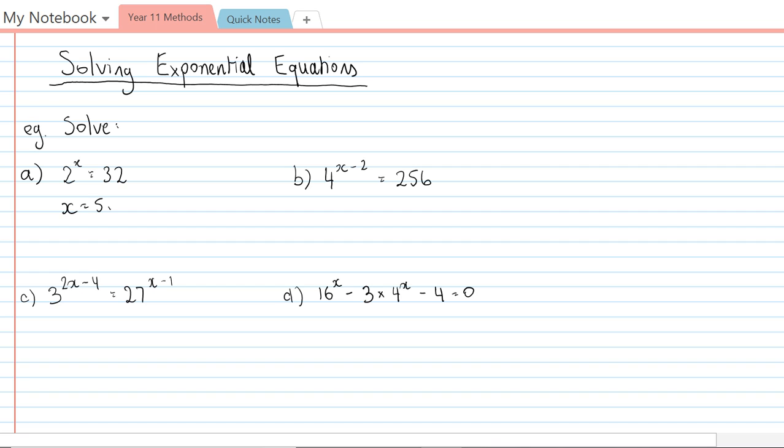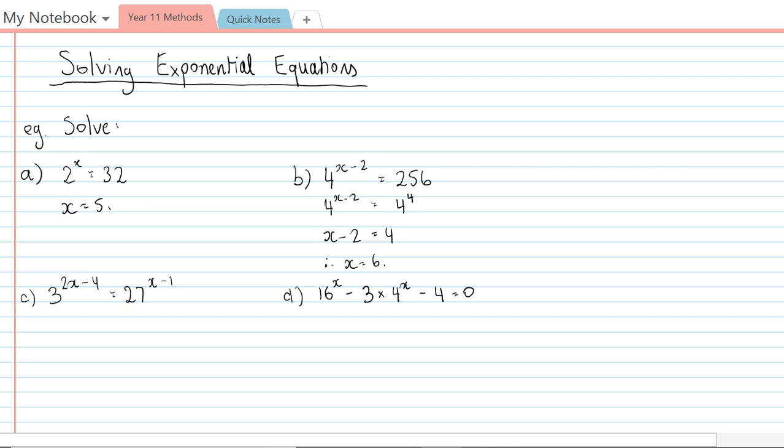The next one's slightly trickier. Another thing that we can do rather than just thinking through our answer like that is we can write these with the same base. So 4 to the x take 2 is equal to 4 to the power of 4. And because we have the same base, that means that we can equate the indices. So x minus 2 must equal 4, and so therefore x equals 6.